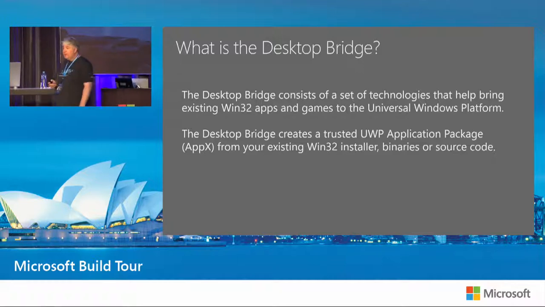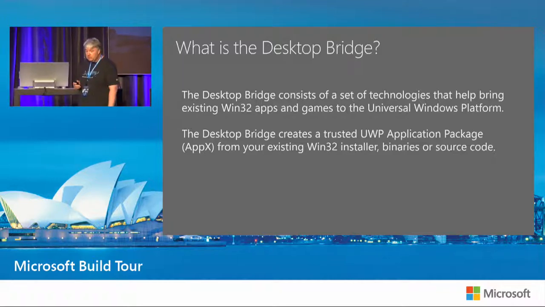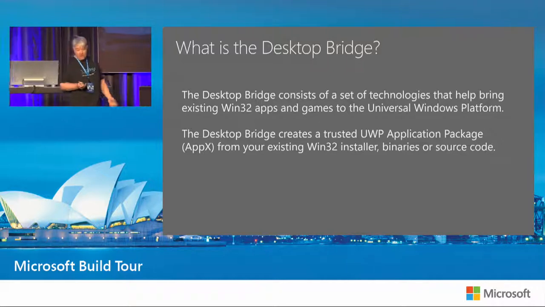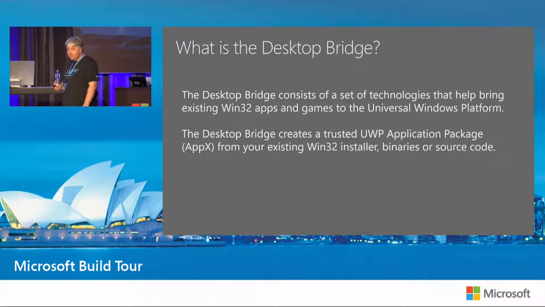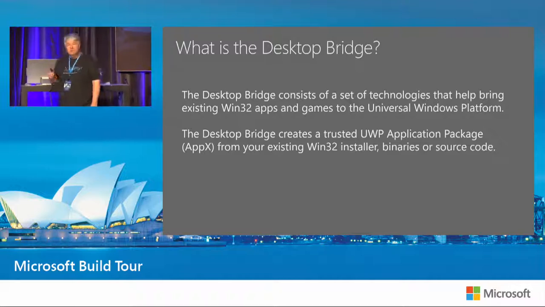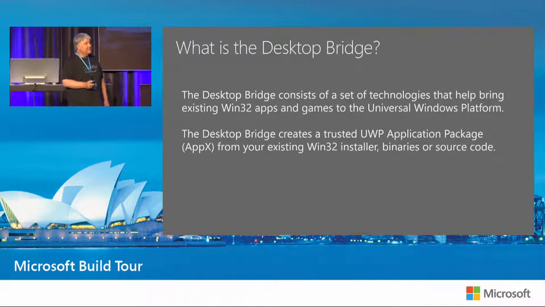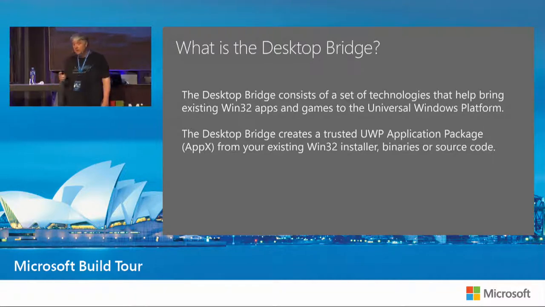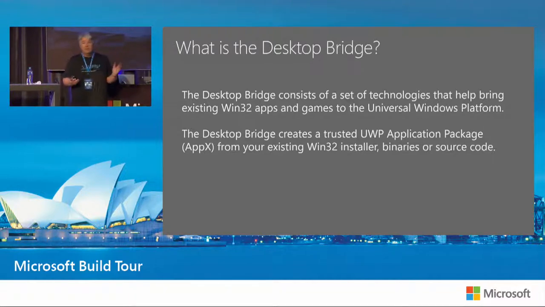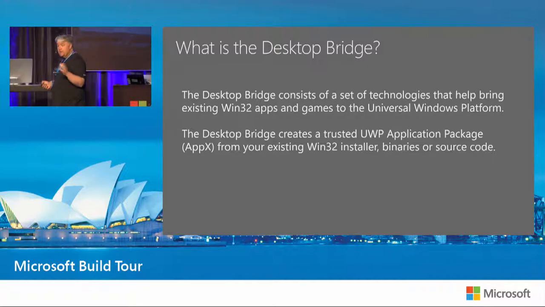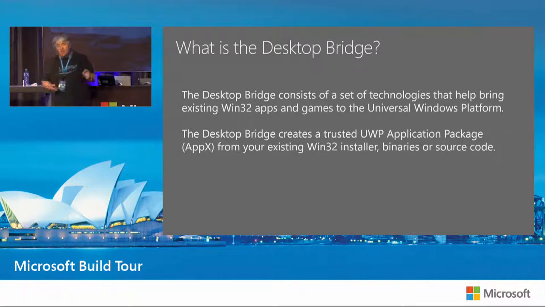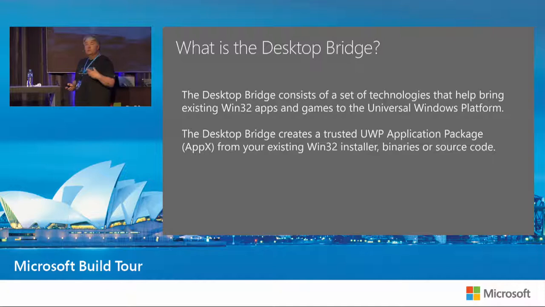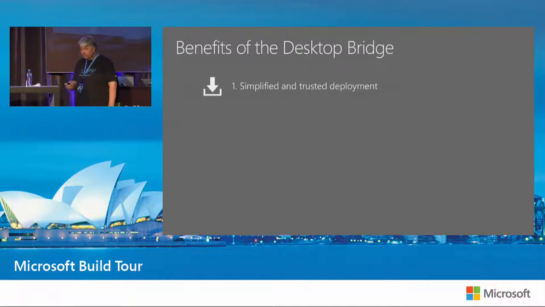The Desktop Bridge creates a trusted UWP application package, we call them AppXs, from your existing Win32 installer, binaries, or source code. Now notice this last sentence, from your existing Win32 installer or binaries. That implies there's no code changes. The Desktop Bridge can convert your existing installer, existing binaries, to a UWP app. You can also use a Desktop Bridge to work with your original source code.